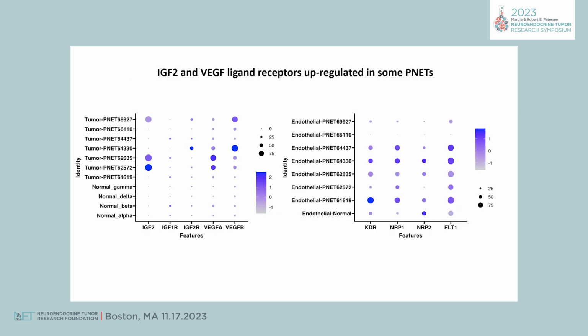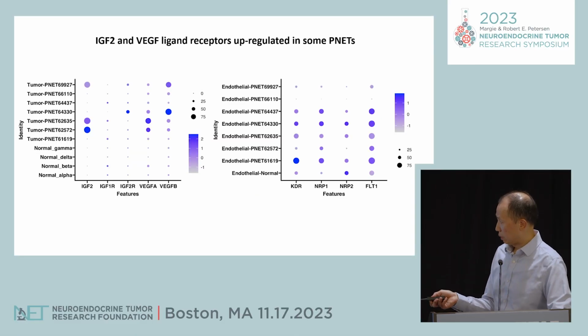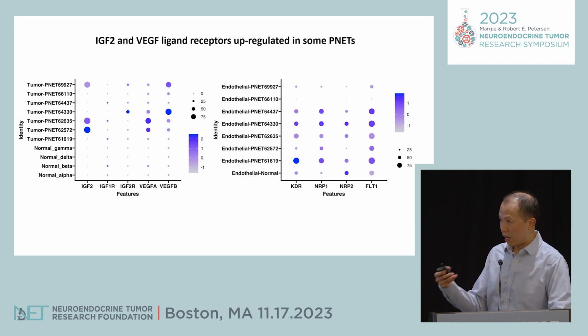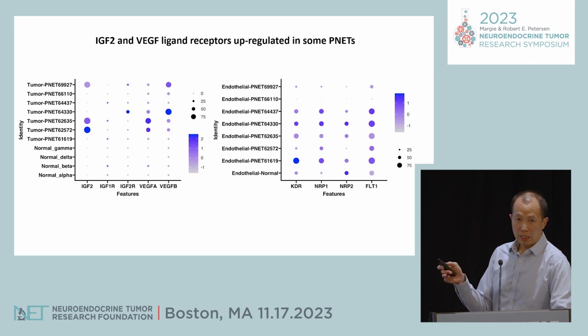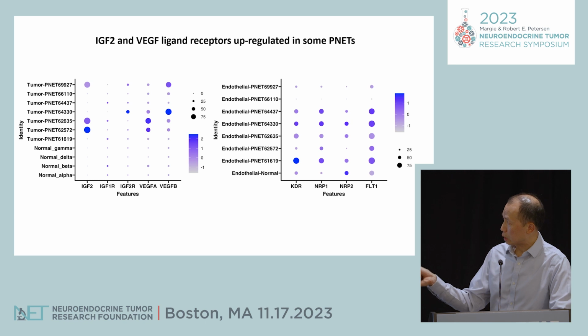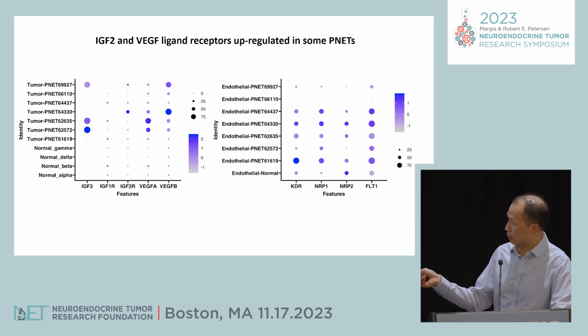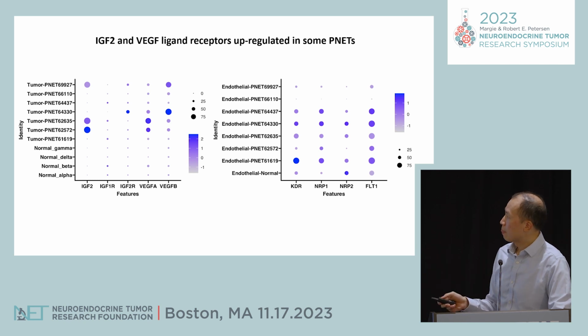Now, this is a summary of the 7 tumors that I am presenting today. Among these 7 tumors, 5 are well-differentiated PNETs, and 2 of them are insulinomas. In the 5 well-differentiated PNETs, 3 of them, as you can see, express high levels of IGF2. In contrast, when you look at normal alpha, beta, gamma cells, they do not express high levels of IGF2. So this is tumor specific.